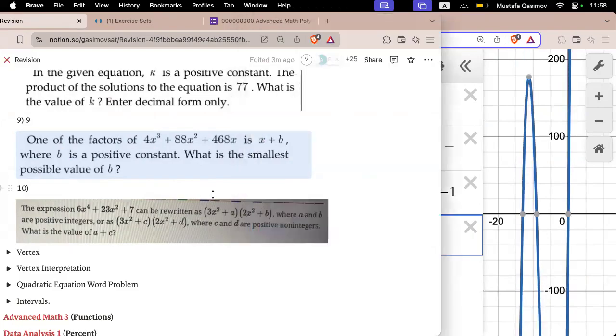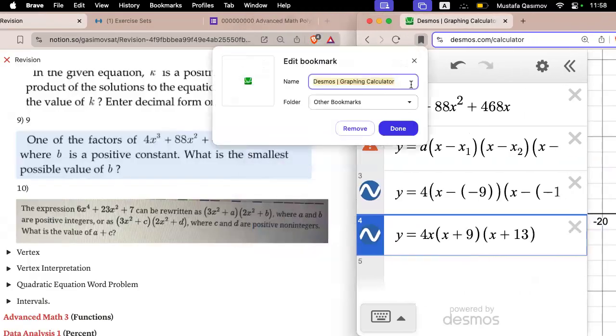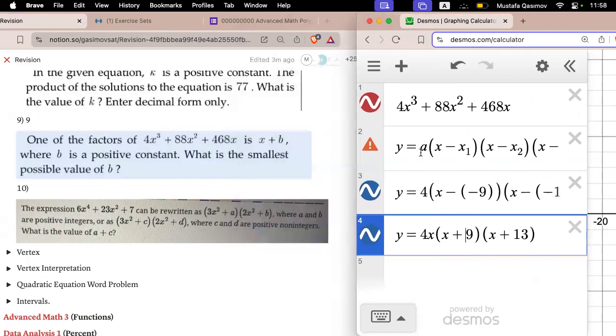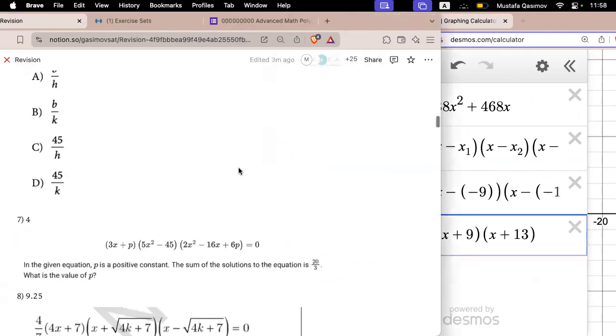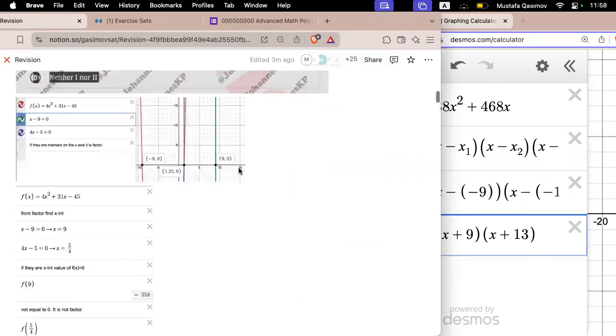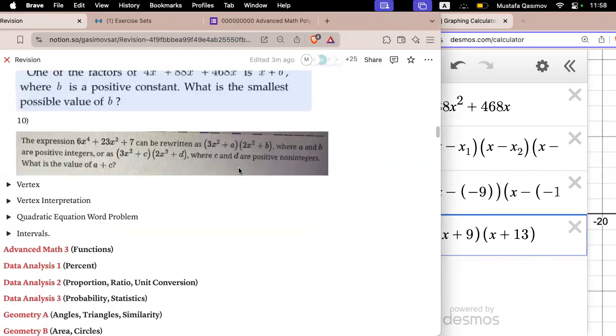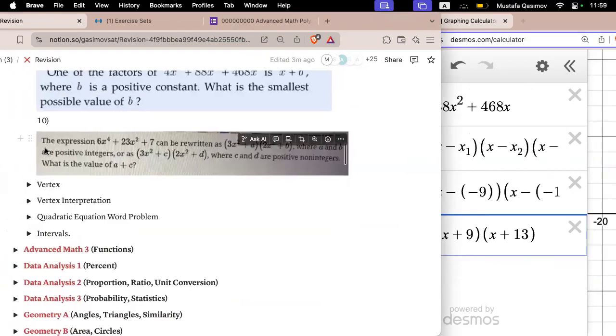And from here, the smallest possible value of b is equal to 9. Any question? No? If you want, you can look at this question at home. If you have any question, you can ask me, by the way. Let's look at 10.